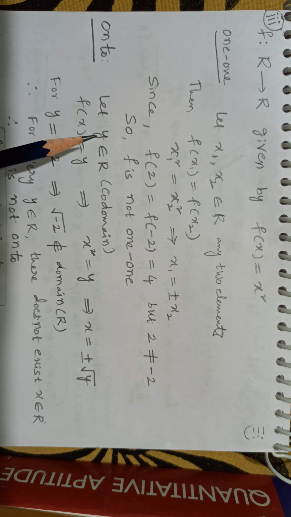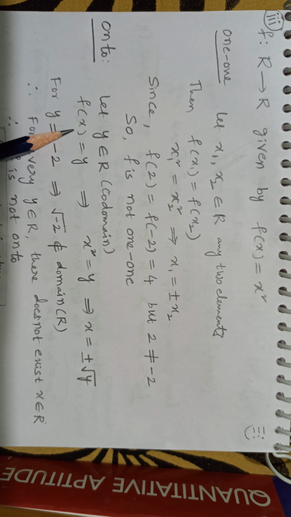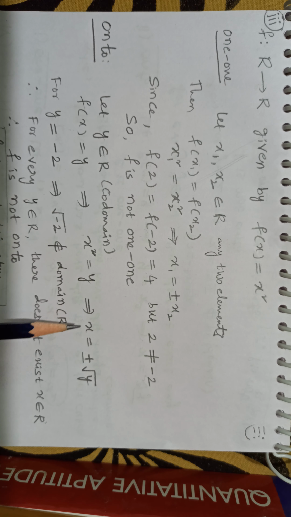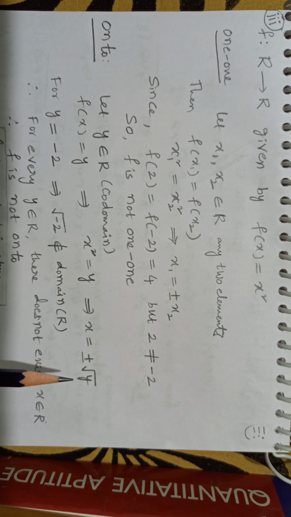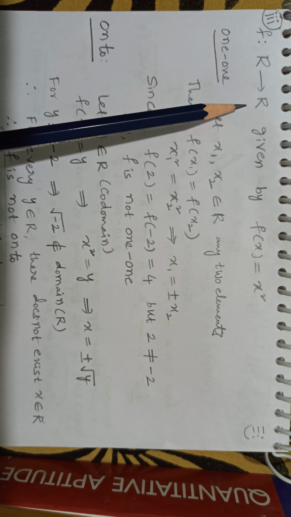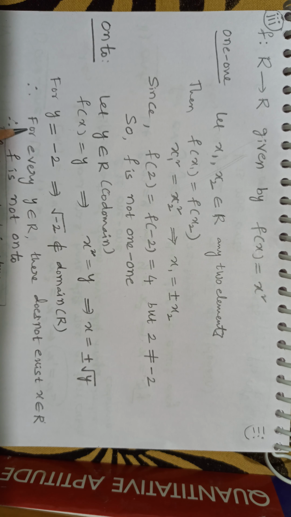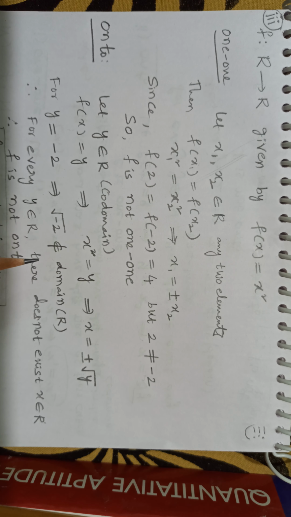Now let us check onto. For that, we should take one number from the codomain in place of y. Let y belong to R, any real number from the codomain. Take f of x equal to y. What is f of x here? x square equal to y, so x equal to plus or minus root of y. So here also, in place of y, can I substitute a negative number from the codomain? What is the codomain? R. Can't I substitute a negative number? If I substitute any negative number, for example, let us say y equals minus 2, root of minus 2 exists in the real number set? No. Root of a negative number does not exist; it leads to imaginary numbers.